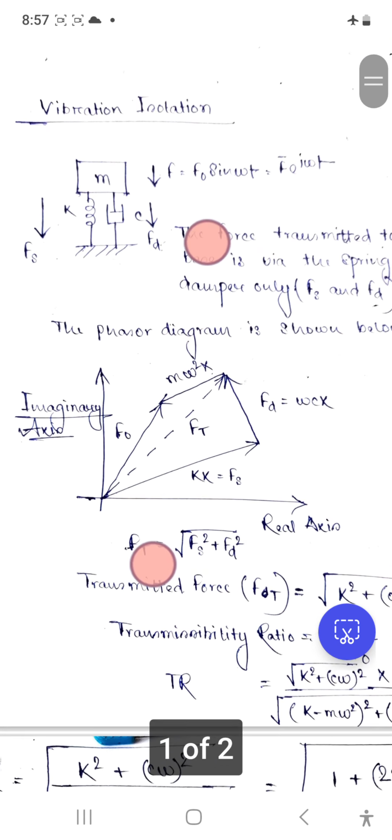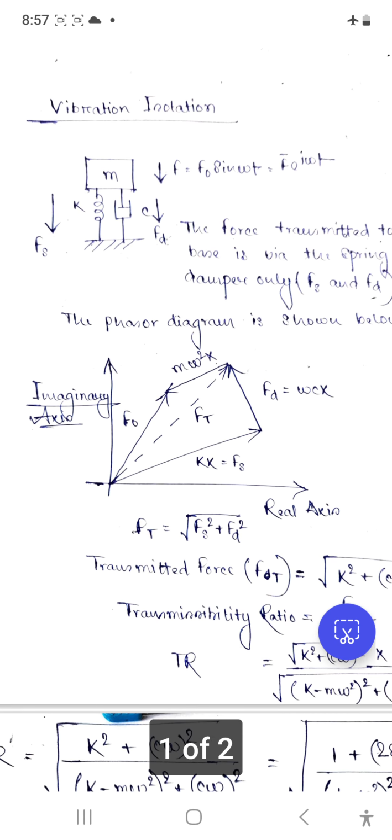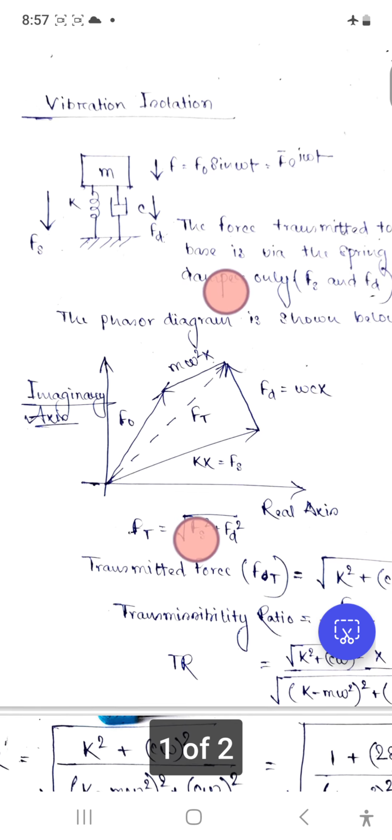Now you see we are drawing the phasor diagram. In the phasor diagram, one axis is the real axis and the other is the imaginary axis, because e to the power i omega t we can write as cos omega t plus i sin omega t. These expressions can be written as a combination of real and imaginary terms. That's why we can express them in the phasor diagram also.